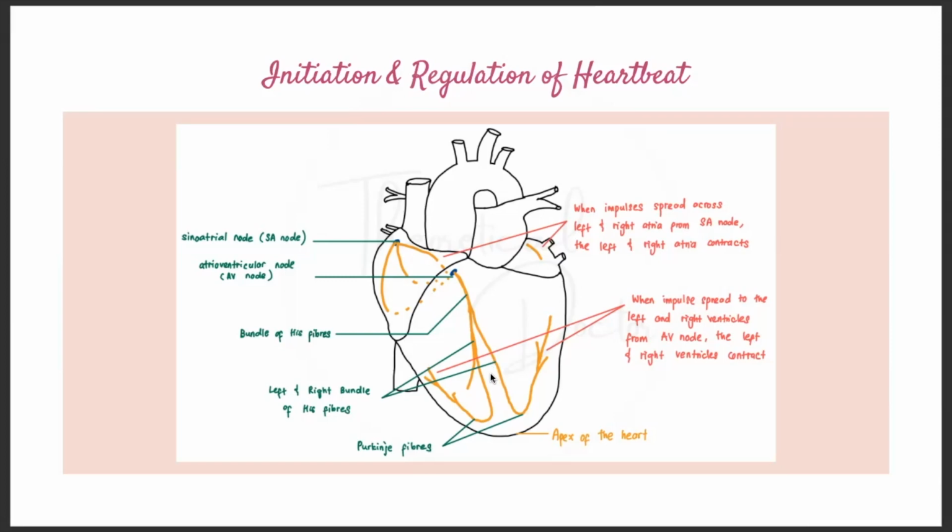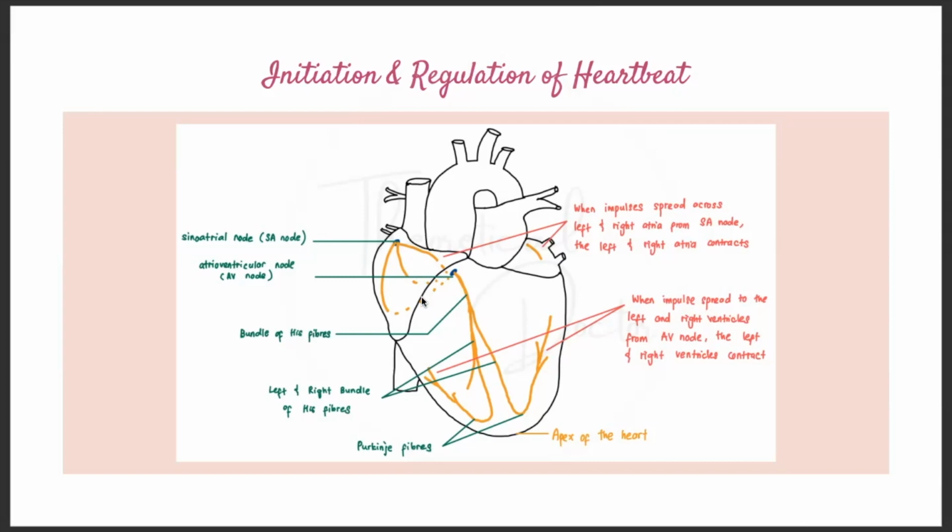The bundle of His fibers then divides into Purkinje fibers here at the bottom and towards the apex of the heart. The apex of the heart is this part, the bottom part here. The impulse spreads throughout the ventricular walls, causing the ventricles to contract and forcing blood from the ventricles into the aorta and the pulmonary artery. Basically, the contraction of the heart relies on the electrical impulse.